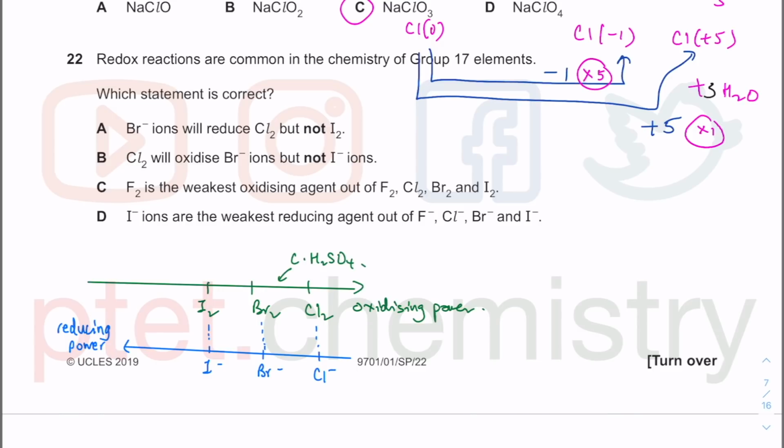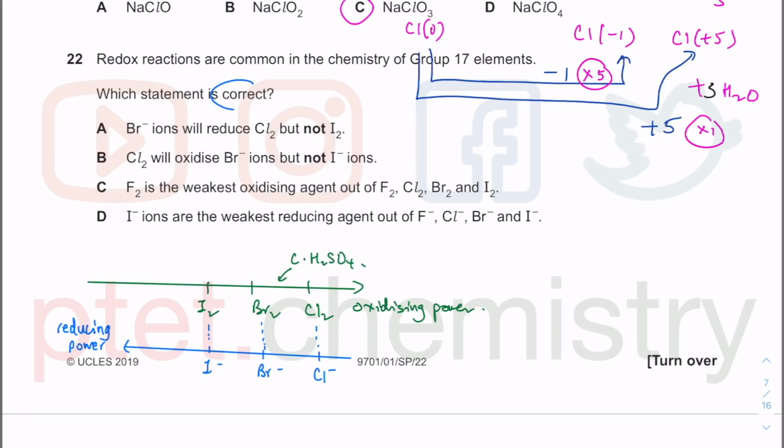And what do we know? We know that Br- ions reduce Cl2 but not I2. So Br- is a stronger reducing agent than Cl-, so it will reduce Cl2. Or you can think about it the other way around: Cl2 is a stronger oxidizing agent than Br2, so it can oxidize Br- to the other ones. But Br2 is stronger than I2. So Br- can reduce Cl2 to Cl-, but Br- cannot reduce I2 to I- because I2 is weaker. It's going that way there.